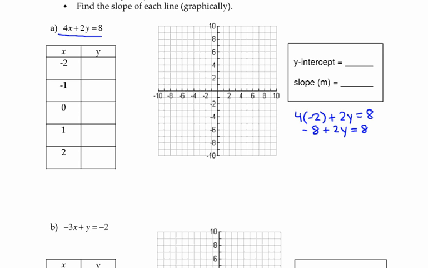Then, if we have a -8, we're going to add it to the other side because we want to isolate for y. 8 plus 8. So this -8 plus 8 is gone, and we have 2y equals 16. And then divide each side by 2, and we get y equals 8.